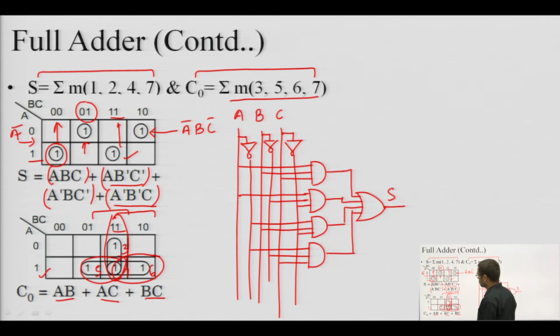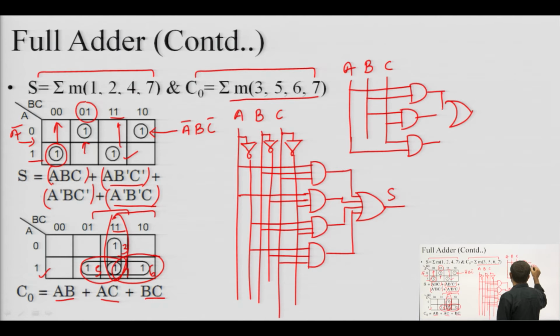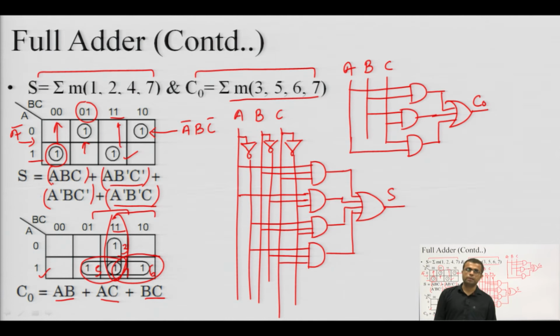Similarly, I can prepare the circuit for AB plus AC plus BC. The space is less on the downside, so I am preparing a separate circuit for that. If I have 3 variables A, B, C, then A and B will generate the first product, B and C will prepare another product, and A and C the third product, and all 3 added together using an OR gate will prepare the C naught. So, these are the circuits for your sum and carry out.